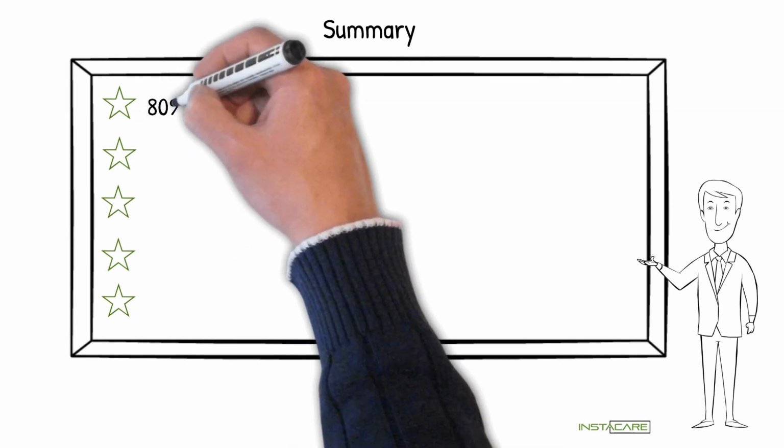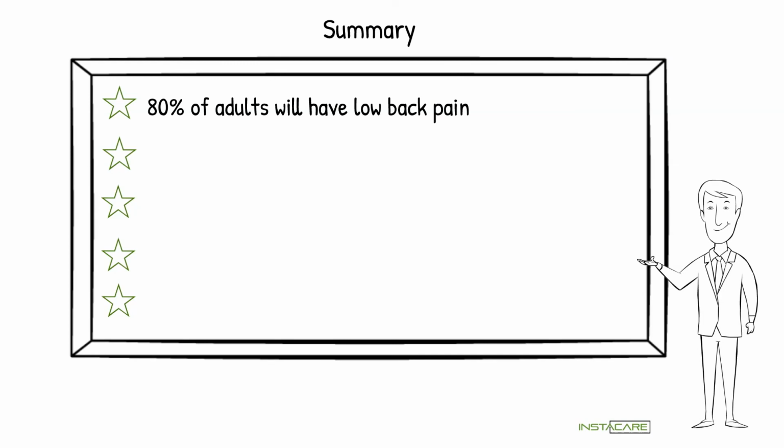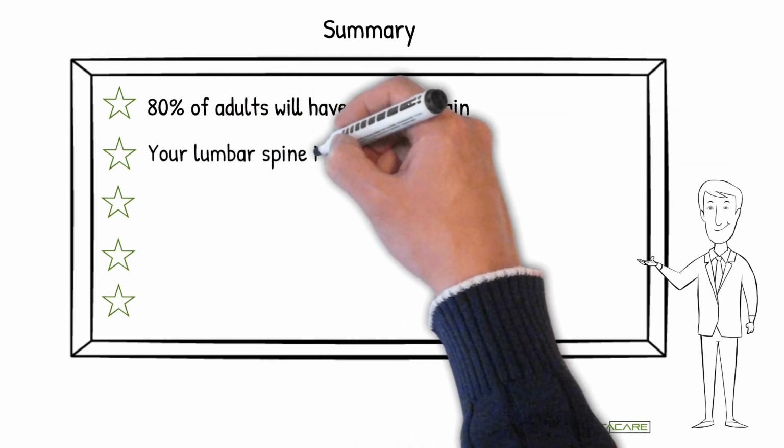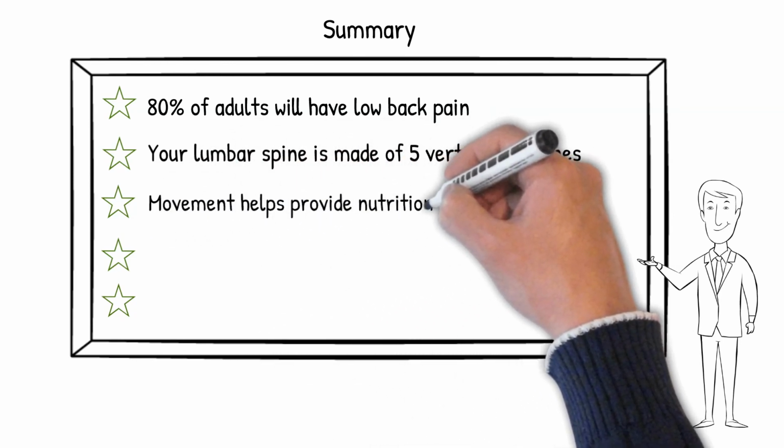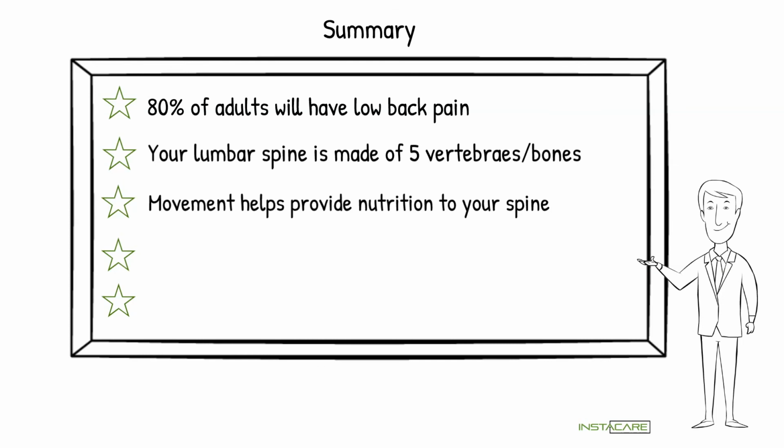Here, I put together the key takeaways from this video. First, about 80% of adults will experience low back pain at some point in their lifetime. Next, your lumbar spine is comprised of 5 vertebrae or bones, L1 through L5. Your back is made to move. Movement helps to provide nutrition to your spine.